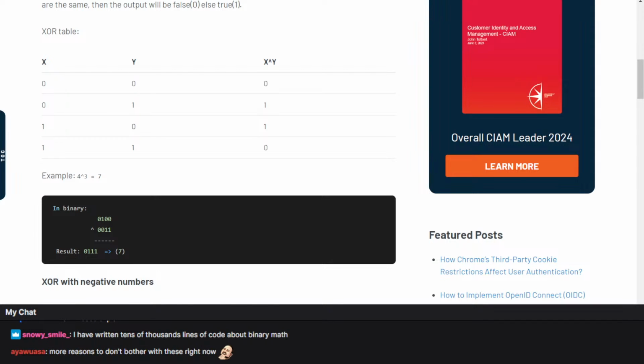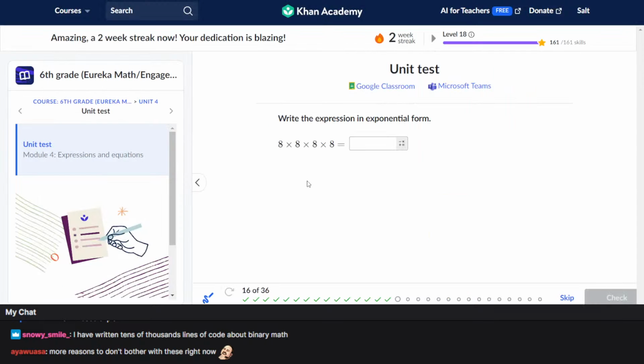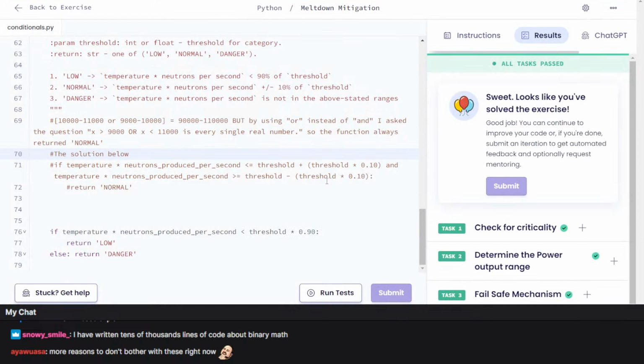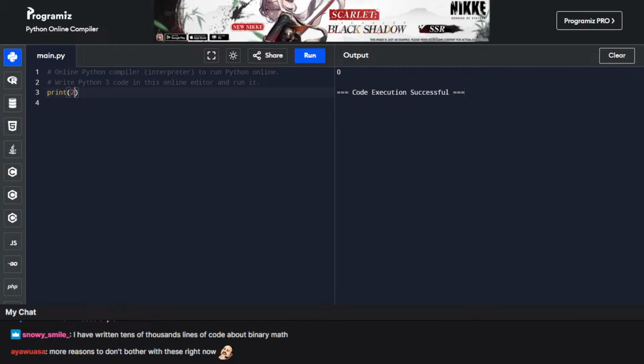About binary math, Snowy_smile_ says I have written tens of thousands of lines of code and I know nothing about binary math. I didn't want to bother with these. It's just like people keep saying, do this, plug this in. Every time I try to do something, you guys give me a long list of other things. So it's like I can't finish stuff.